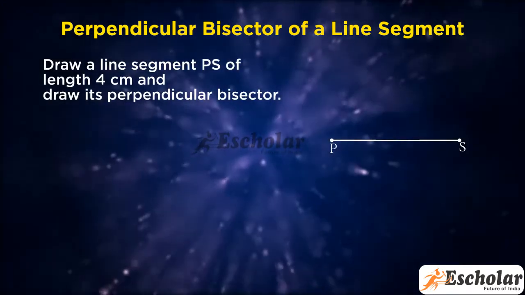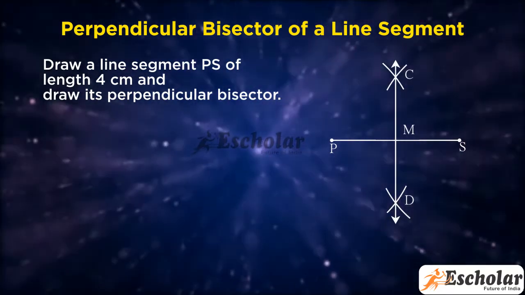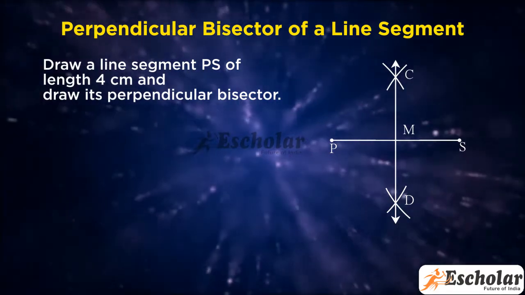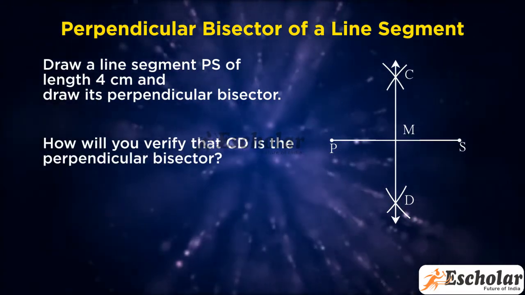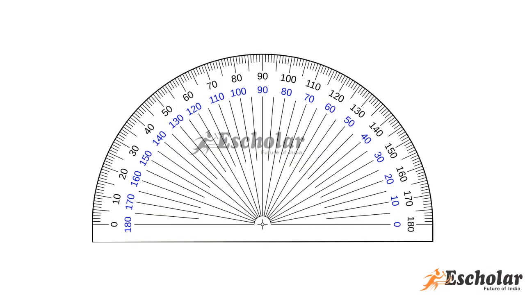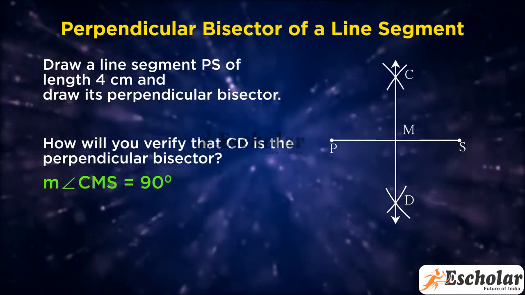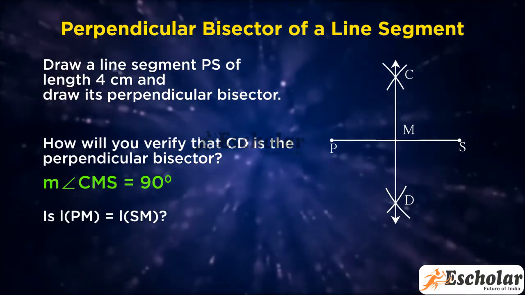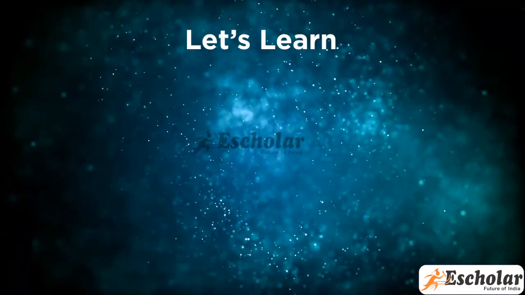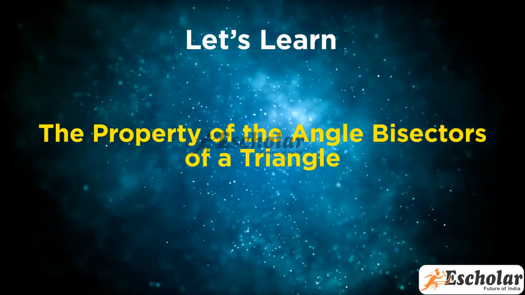Draw a line segment PS of length 4 cm and draw its perpendicular bisector. Name it line CD. How will you verify that CD is the perpendicular bisector? With the help of a protractor. Measure of angle CMS equals 90 degrees. Is length of PM equal to length of SM? Yes, equal. Let's learn the property of the angle bisector of a triangle.